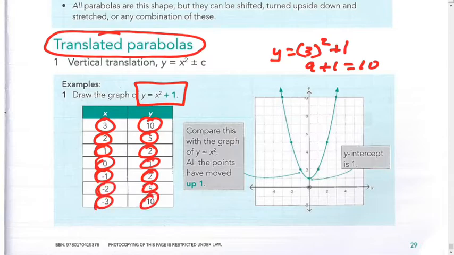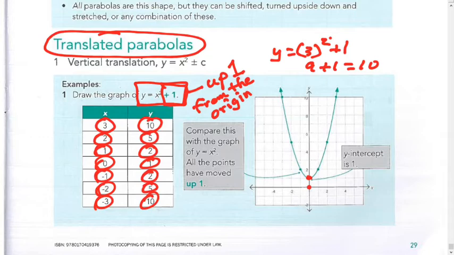All right? And if you look at the graph of it, you'll notice that now, instead of starting here at 0, 0, the graph begins up 1. So this +1 part is telling you that the graph is moving up 1 from the origin. Okay? So it's moving it up 1.